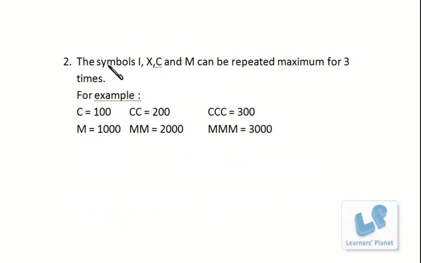Now, the next rule is the symbols I, X, C and M can be repeated a maximum of 3 times. Let's take an example. Here we see C, the value of C is 100. So C 2 times is 200 and C 3 times is 300. Similarly, M is 1000. So M repeated 2 times, that is M and M, represents 2000, and 3 M's is 3000. But we have to be very clear that these symbols, that is I, X, C and M, can be repeated a maximum of 3 times in a single number.